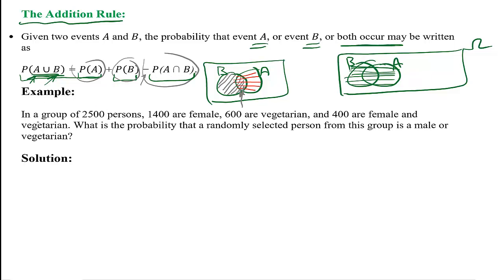Example, in a group of 2,500 persons, 1,400 are female, 600 are vegetarian, and 400 are females and vegetarian.